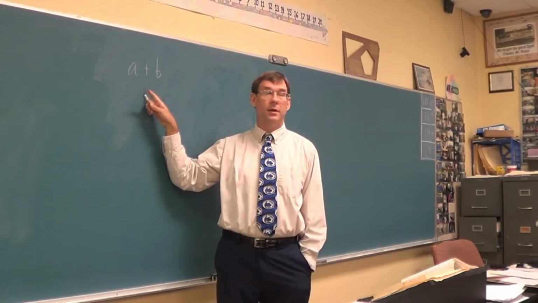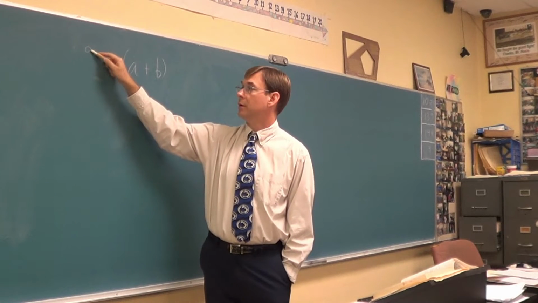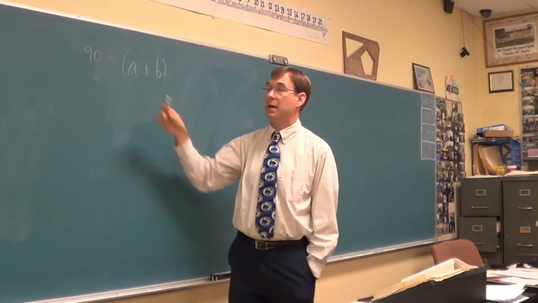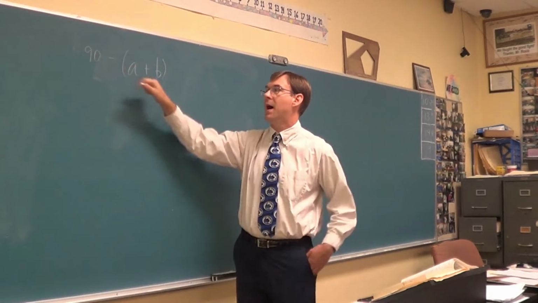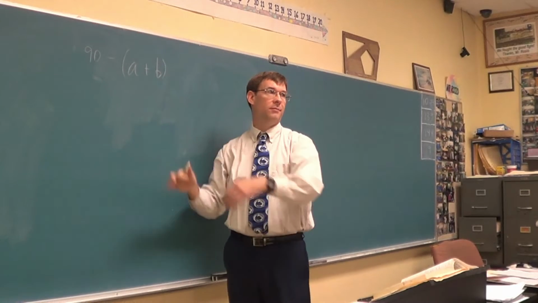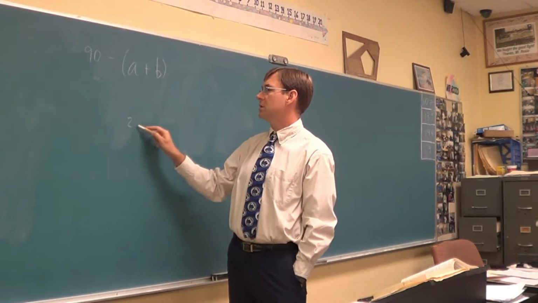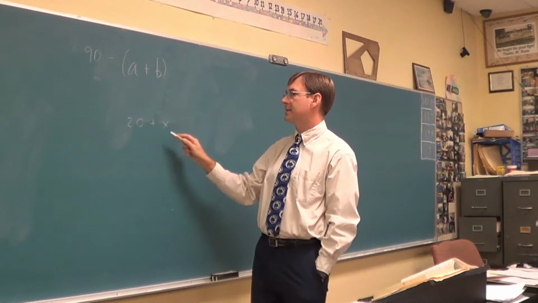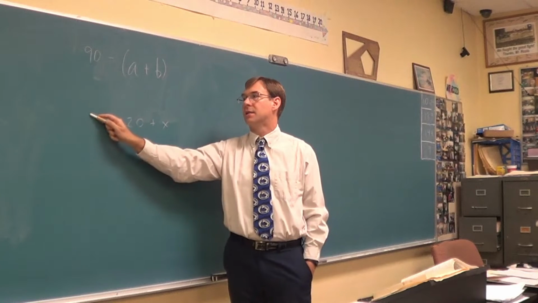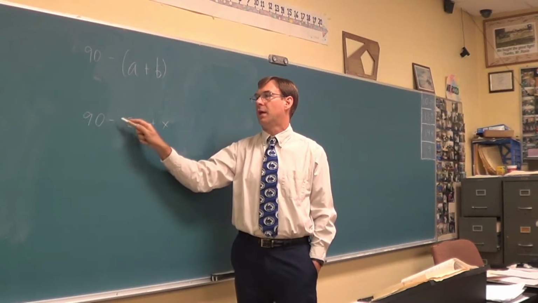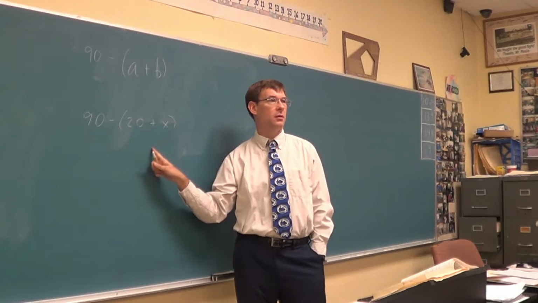Put it in parentheses and go 90 minus that. So for some of the algebra stuff, it might look like 90 minus whomever, and that would be good enough. What if it was 20 plus x? They give us 20 plus x, and I want to do 90 minus that. I could do this. How can I make this better?